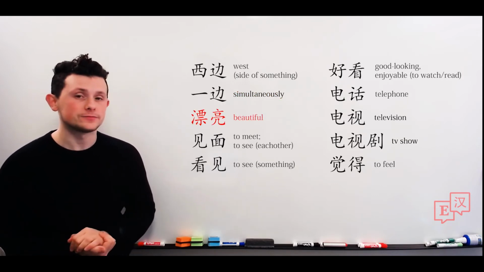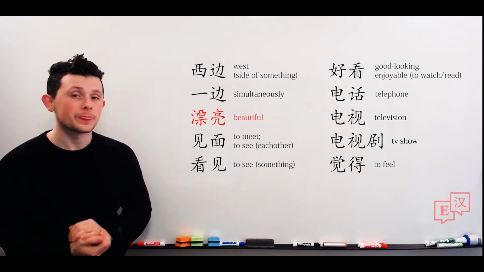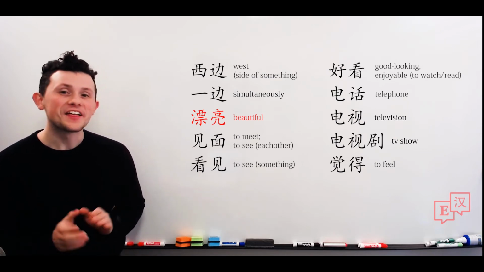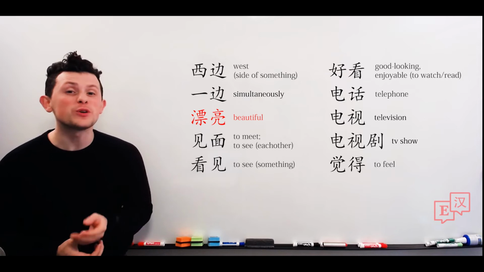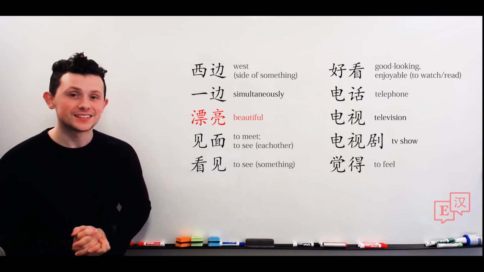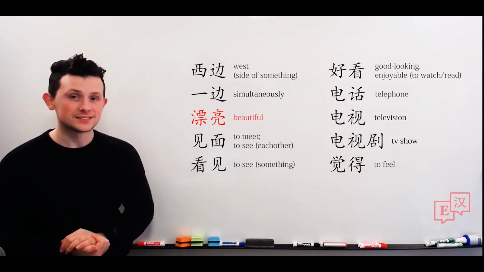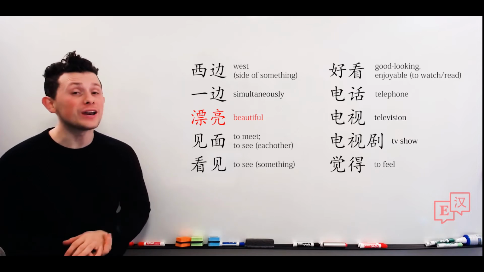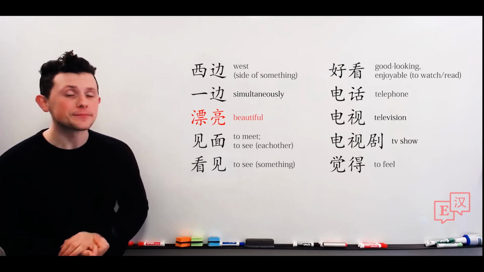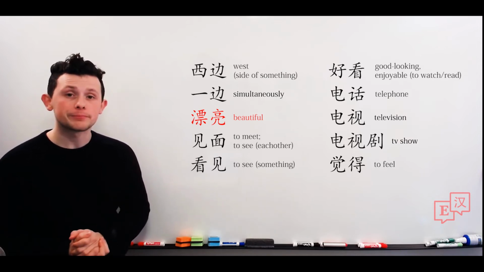漂亮, pretty and light. This is the actual word for beautiful or elegant. 漂亮. So a 漂亮的女人, a beautiful woman.